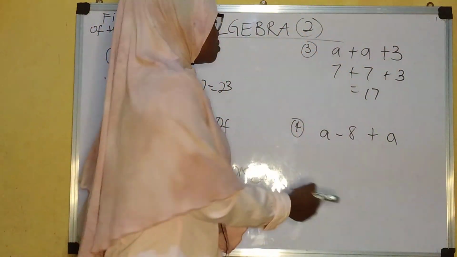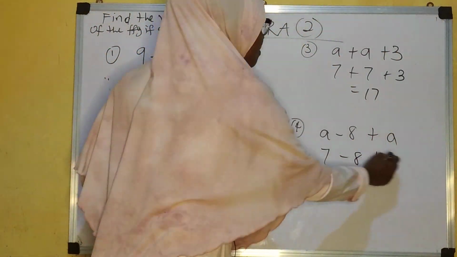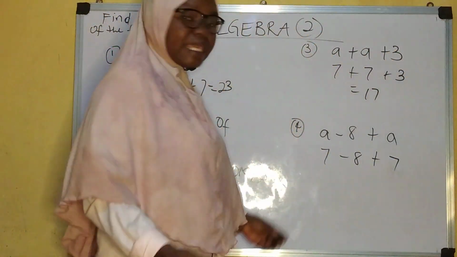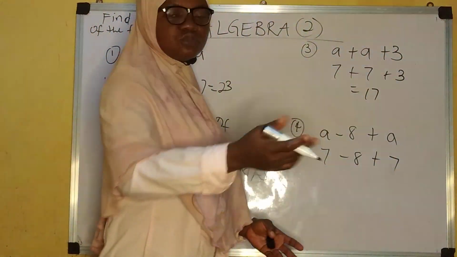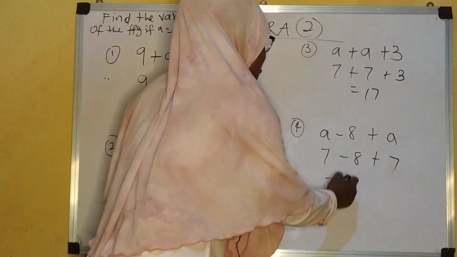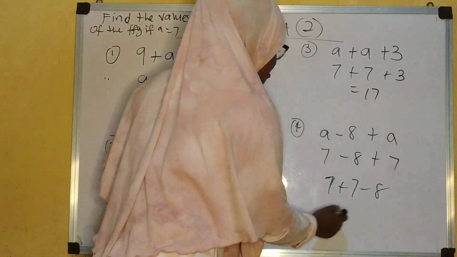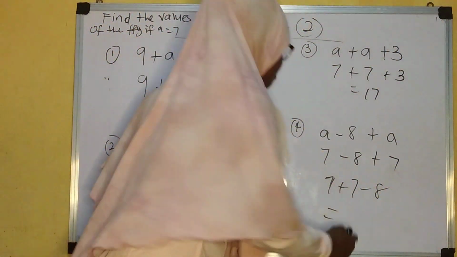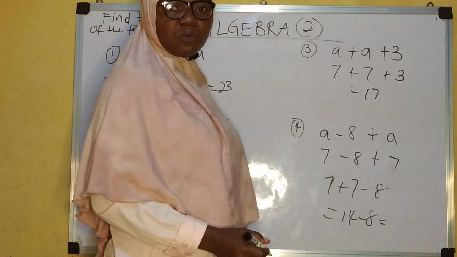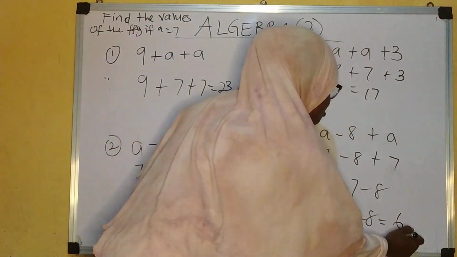Alright, this last one here is a minus 8 plus a. So I have 7 minus 8 plus a. Sorry, my a is 7. Again, I'm going to do addition first before I proceed to do subtraction. Meaning that I'm going to do 7 plus this 7, and then minus 8. 7 plus 7 is 14. So 14 minus 8 is going to give me 6. Yes, 14 minus 8 is 6.